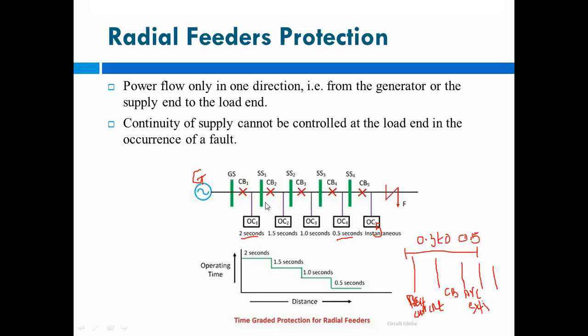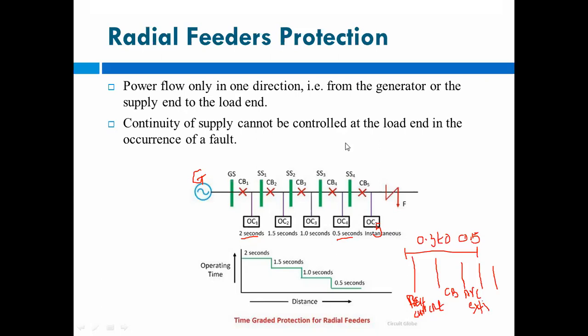Actually, here this is the generating station, this is substation 1, substation 2, 3 and so on, and different circuit breakers are used for protection purposes. These OC1, OC2 up to OC5 are the overcurrent relays, right? So we are putting the overcurrent relays here for protection purposes. But the disadvantage is that if a fault occurs in the line, your whole system will stop there.